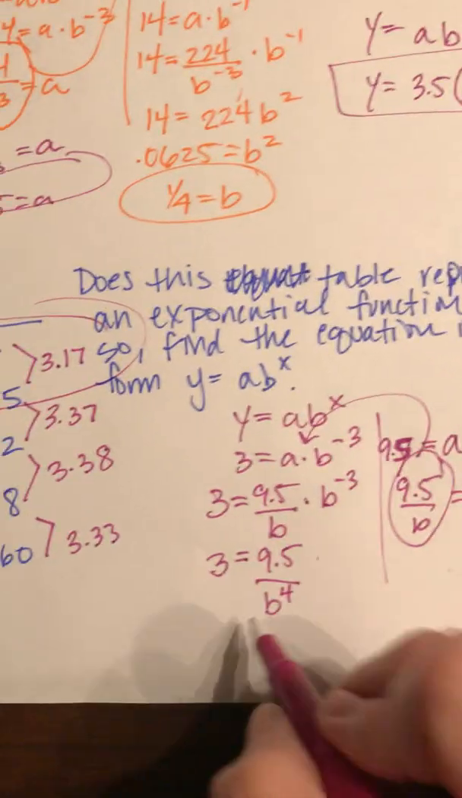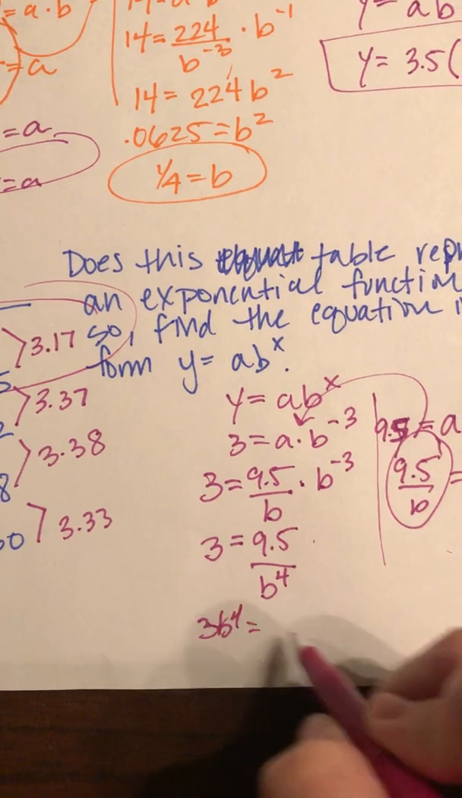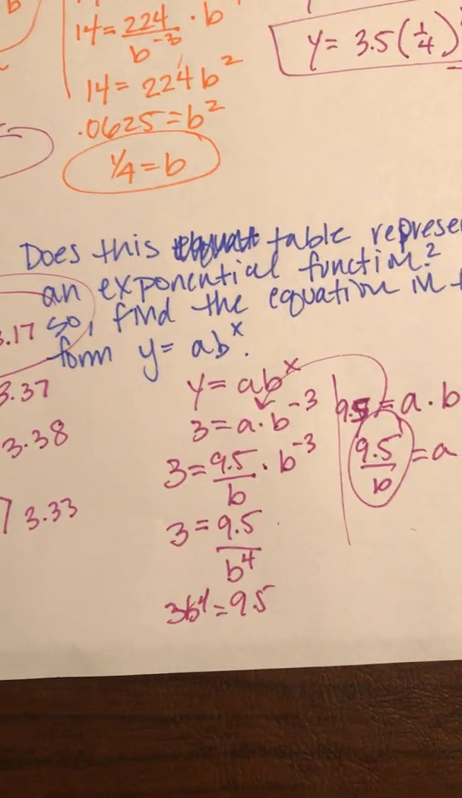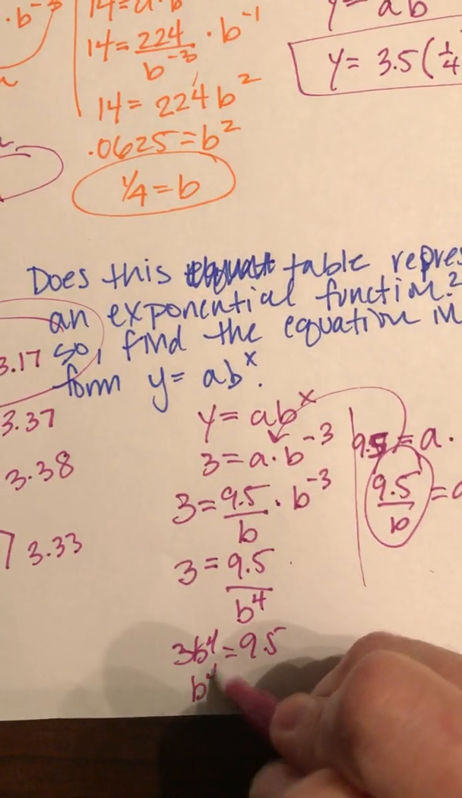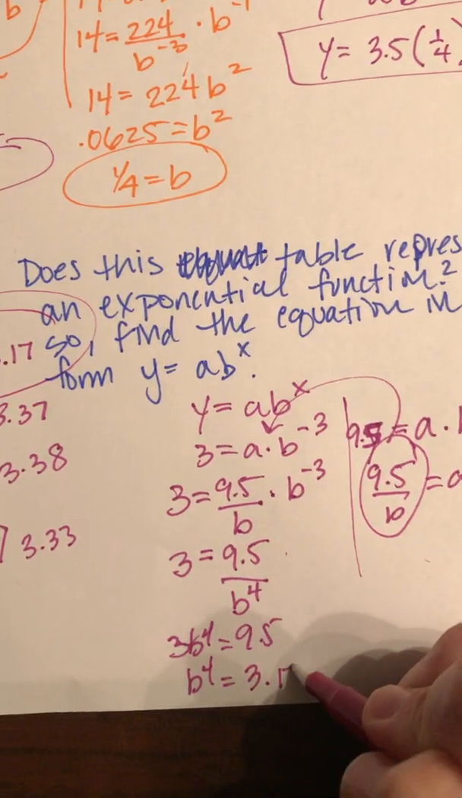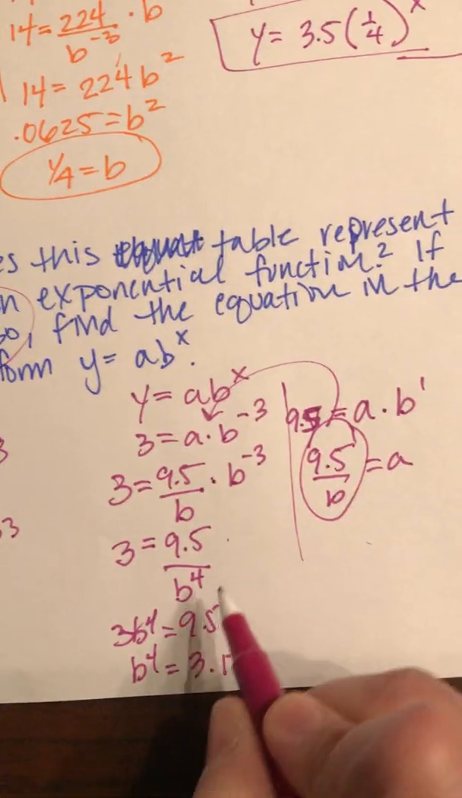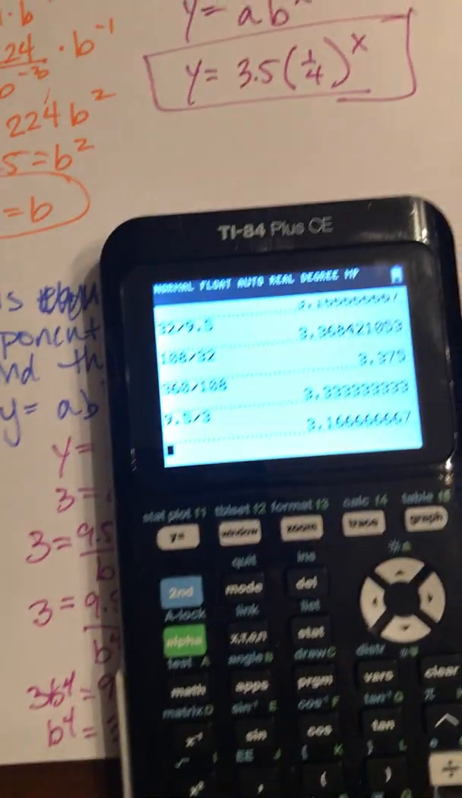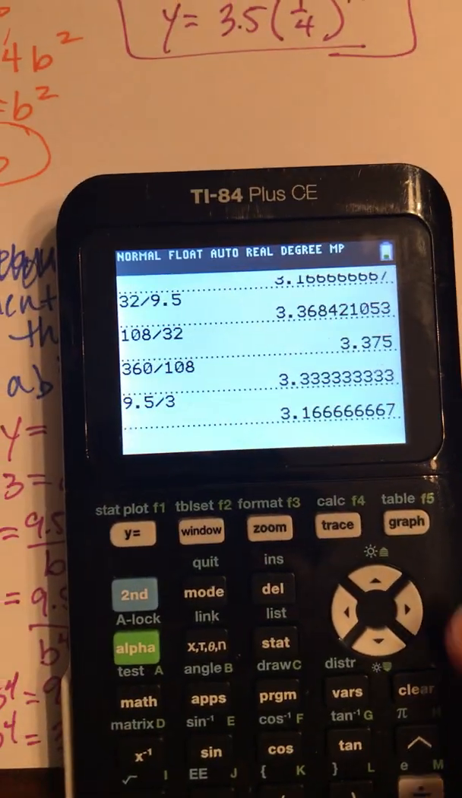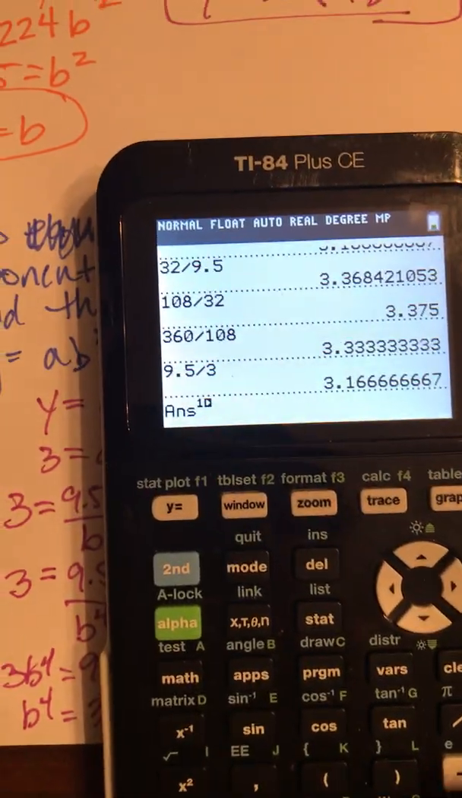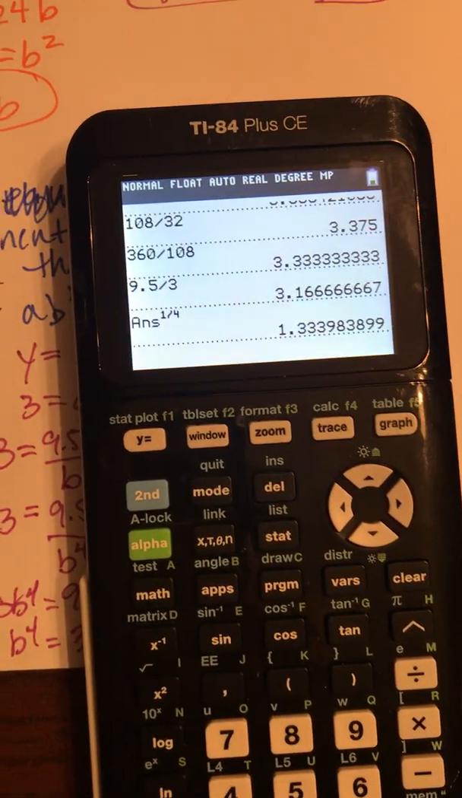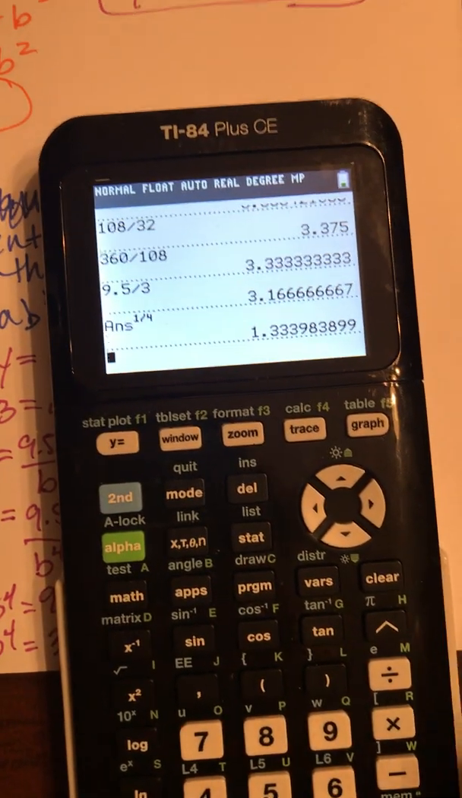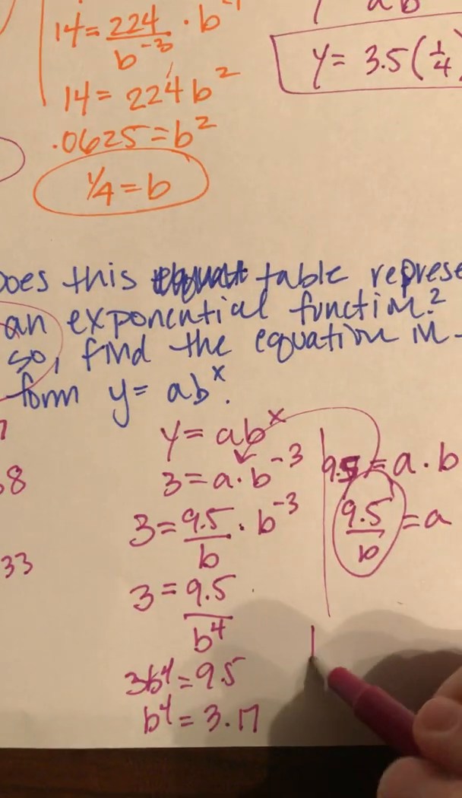I'm going to multiply both sides by b to the fourth, and then divide by 3. I get b to the fourth equals 3.17. And then I'm going to take the fourth root. So in my calculator, I'm going to take this number here, hit the caret key and raise it to the 1/4. Because remember, raising it to the 1/4 is the same thing as taking the fourth root. So I get about 1.33 as my b value.